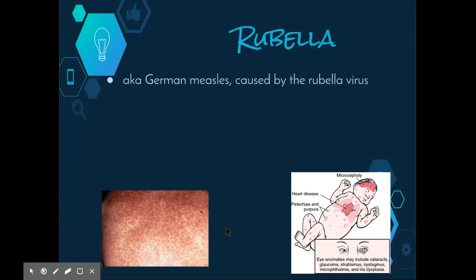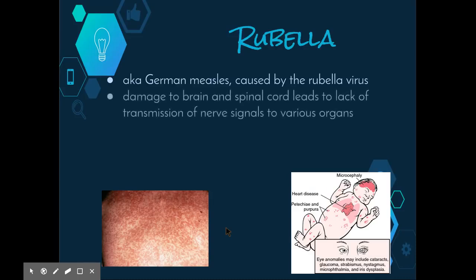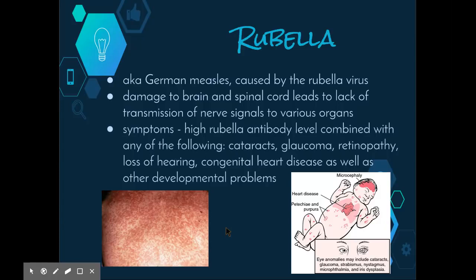So normally, catching German measles isn't such a bad thing. However, if a woman contracts rubella in the first 3 months of pregnancy, the virus may pass through the placenta to the developing baby. Damage to the brain and spinal cord leads to a lack of transmission of nerve signals to various organs. The baby could then be affected by what's known as rubella congenital syndrome.